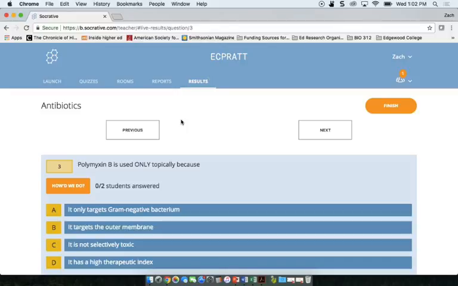You do not need to know the protein target for isoniazid or ethambutol because those are confusing. Isoniazid and ethambutol, they're grouped together on the table. And the last one that you don't need to know is the specific protein target for bacitracin. The rest of them, you do.